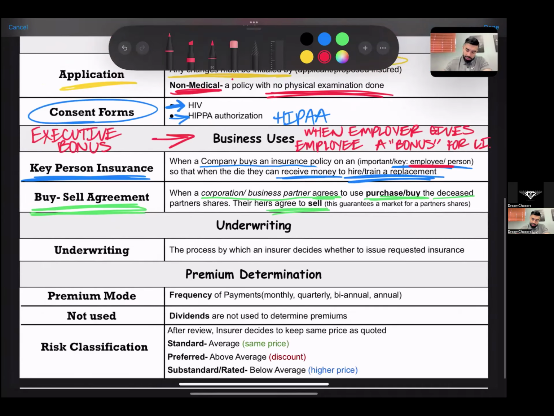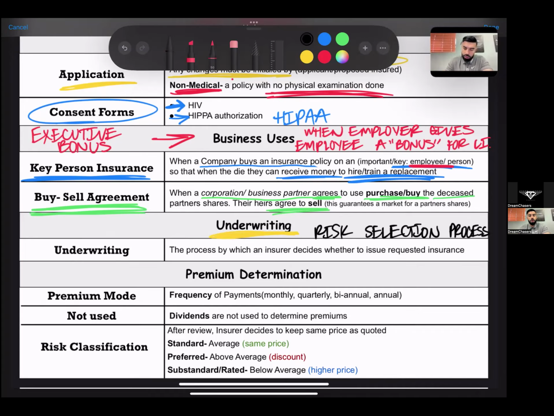Now, just finishing down here, underwriting. So, what underwriting is, whenever you submit an application to Primerica, the first place that that application goes to is the underwriting department. So, the underwriting department is known as the risk selection process.